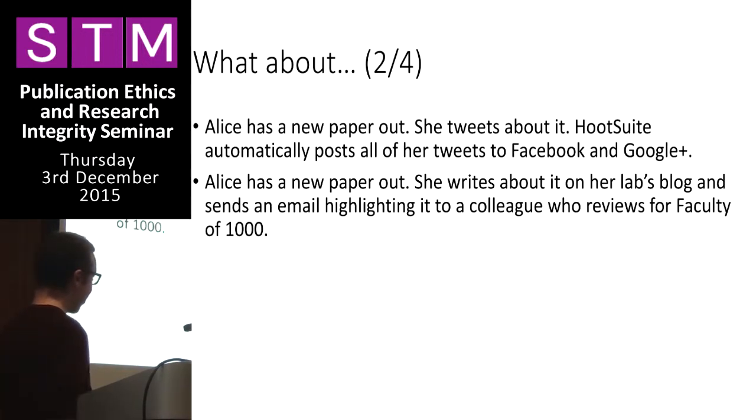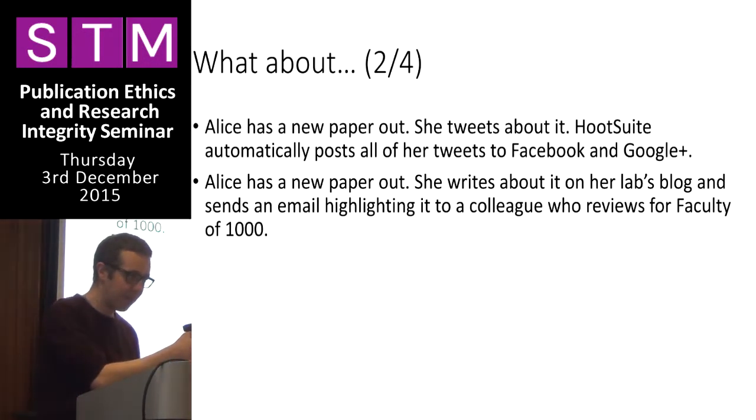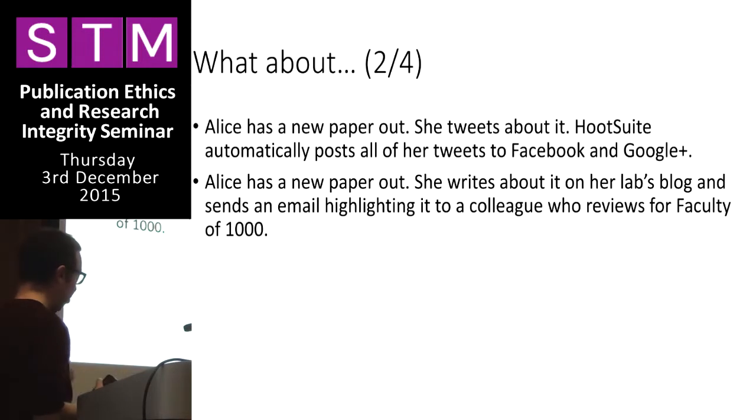So she has a new paper out, she tweets about it. She explicitly tweeted about it, and she has a piece of software that automatically takes anything she tweets and then pushes it to yet more social platforms. So now the agency has been removed there, right? It's appearing in places that she didn't explicitly put it.